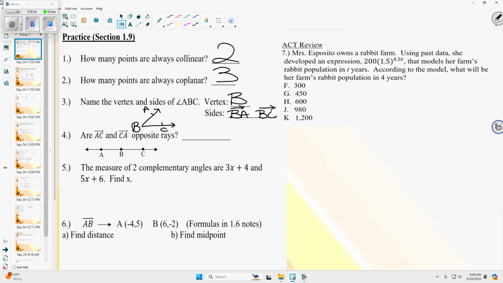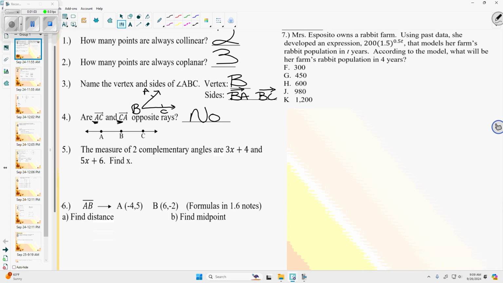Are ray AC and ray CA opposite rays? No, why not? Perfect. Not the same endpoint. What are the opposite rays in that picture? BC and BA. Perfect.